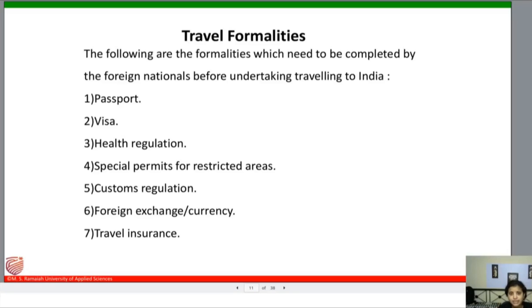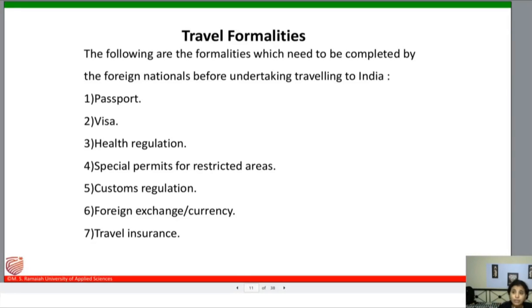So in this slide we can see the 7 travel documents which are listed here. First the passport, second visa, third health regulation, fourth special permits for restricted areas. So this is, we are talking about specifically when anybody is traveling to India. So the special permits for restricted areas are like in northeastern regions or in the border areas of India, the LOC, line of control areas. The traveler requires a special permit from the state government. So this is required if one is visiting to these restricted areas.